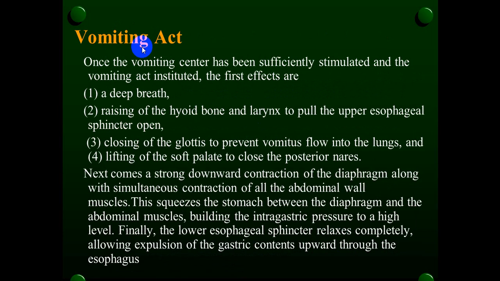Once the vomiting center has been stimulated, the vomiting act starts. At first, the person will take a deep breath, raising the hyoid bone and larynx to pull the upper esophageal sphincter open, closing the glottis to prevent vomitus flow into the lung, lifting the soft palate to close the posterior nares.